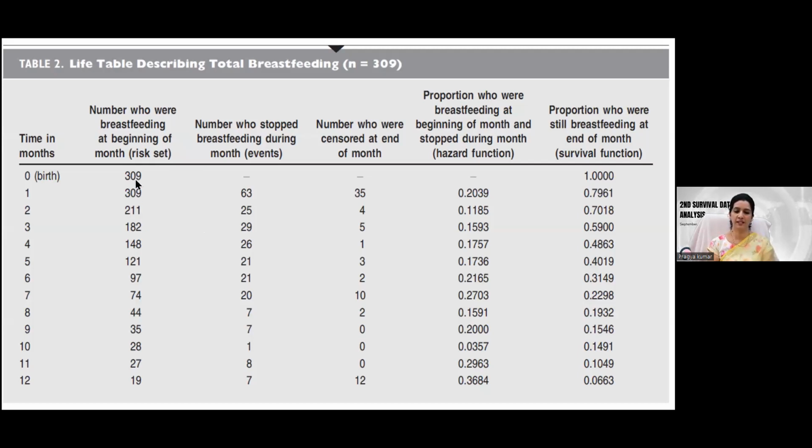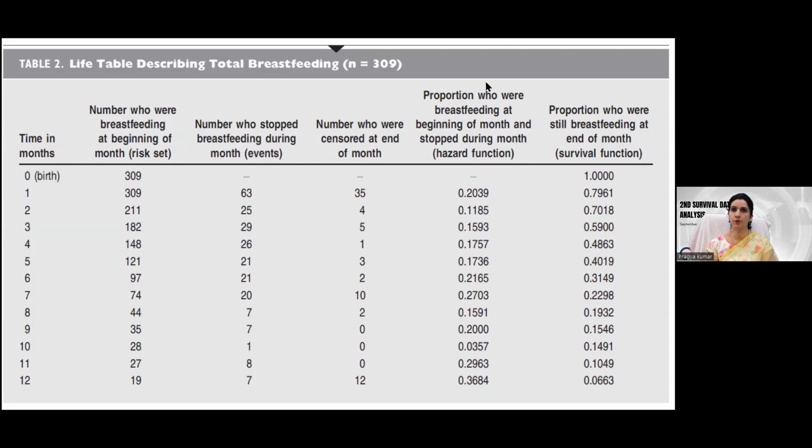So this is the beginning of the individual. All these numbers you will get from the software. You don't need to worry about that. The only thing is what to include in your table. Then again, the second is the number who stopped breastfeeding during the month. This is the event. The number who were censored at the end. So they have given the censored data also.